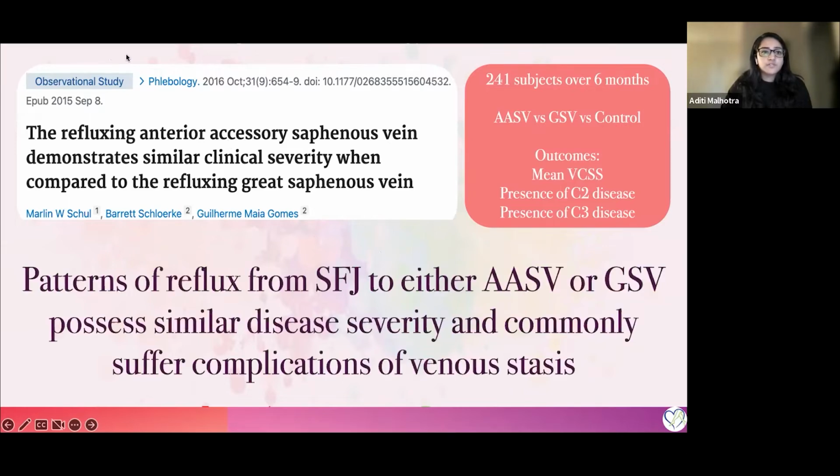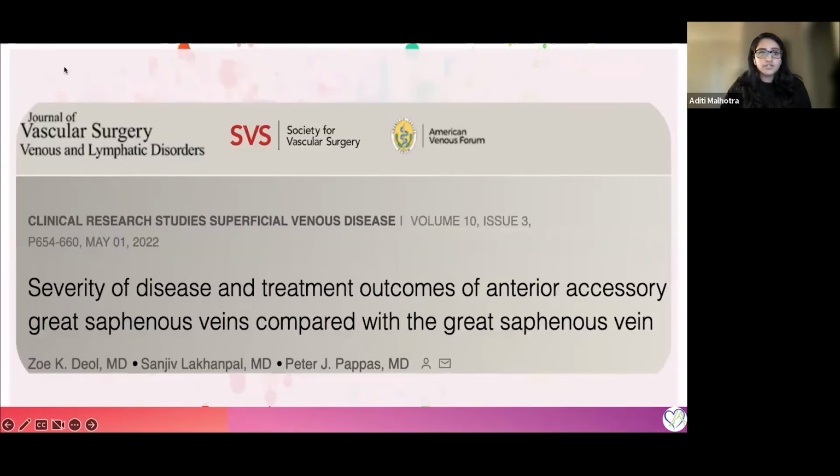So the conclusion from this article was that patterns of reflux from the SFJ to either the AASV or GSV pose similar disease severity and commonly suffer complications of venous stasis. So again, the clinical relevance of AASV is very, very large.